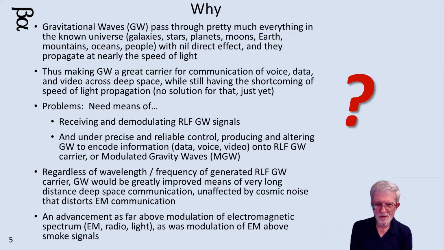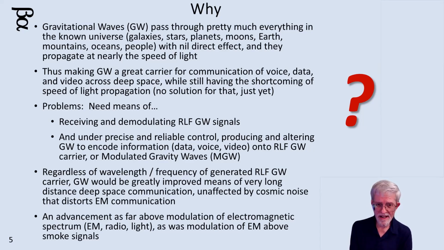But given that it'll pass through anything going on for many light years distance, that would be a great way to send voice and data and video across deep space where it doesn't get distorted by things in the electromagnetic spectrum. So great, let's just go out there and do gravity wave-based communication. But we've got a couple of problems first. The first one is, how do we receive these very long gravity waves as a signal source? And then how do we demodulate the data from the received signal? That's number one. Let's say you can decode it. How do you send it?